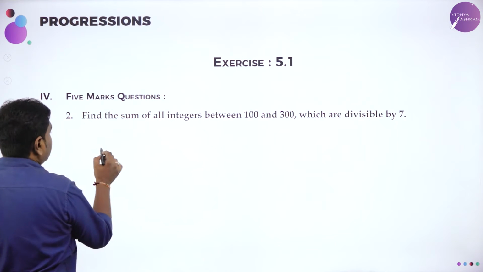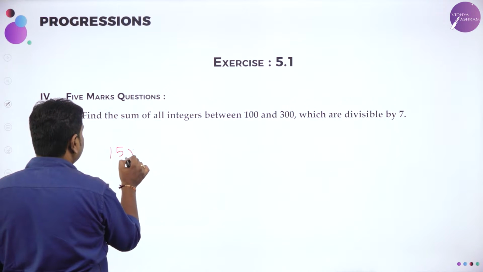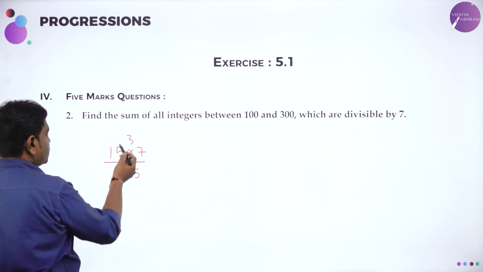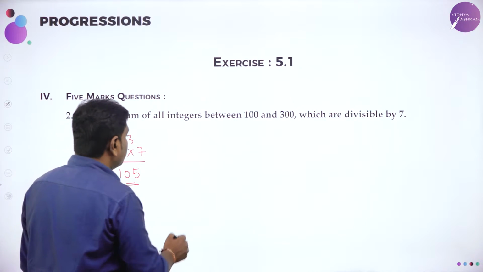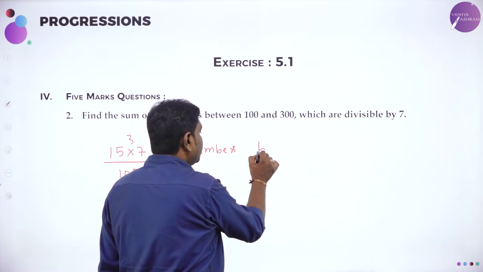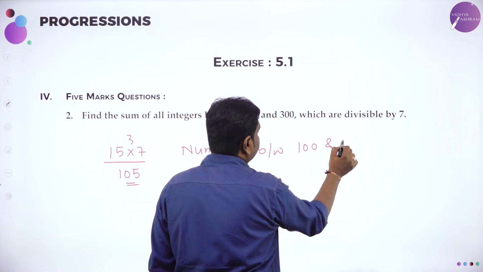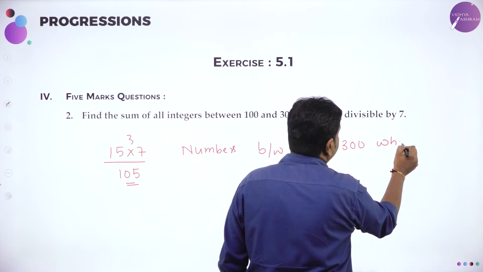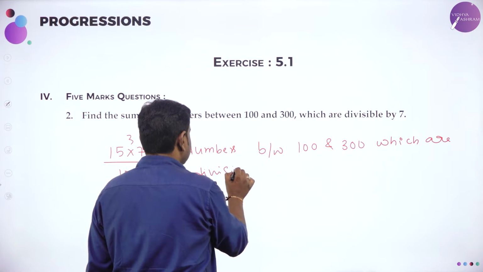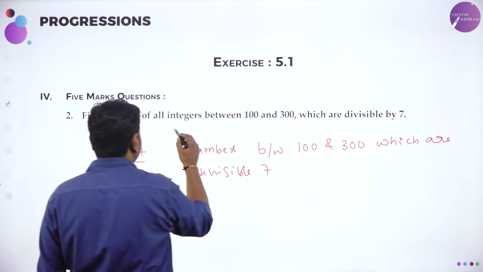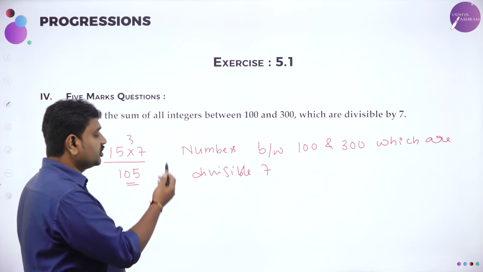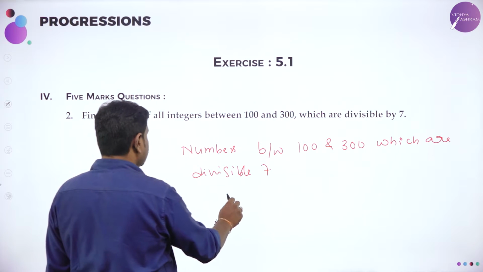So take 15 into 7. 7 fives are 35, 7 ones are 7, plus 3, 105. So 105 is the first number. So numbers between 100 and 300 which are divisible by 7. So simple, first when I divide 100 by 7, I'll get 14 point something, so I'll take 15. So now the first number is 105.